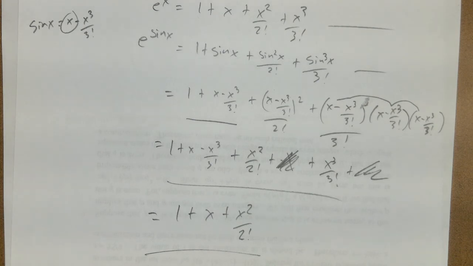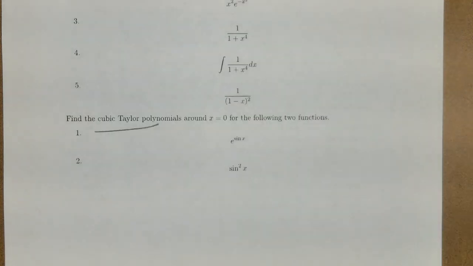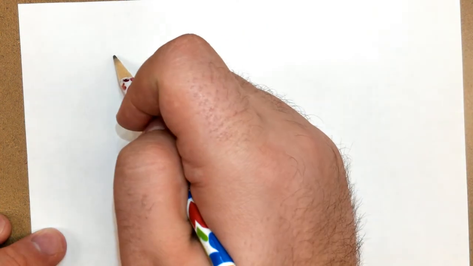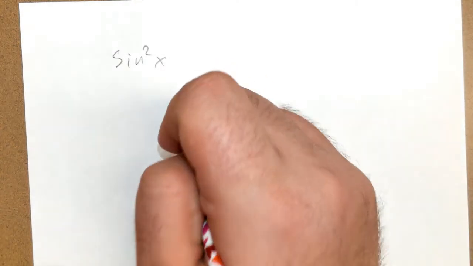Okay, we have one more on here that we could do two different ways. So sine squared x is the last one we want to talk about. Let me just bring up a blank sheet here. So we're going to do sine squared x. And this one is a multiplication problem. So I can write sine of x times sine of x. And again, we're just doing the cubic. So it's really not too bad.